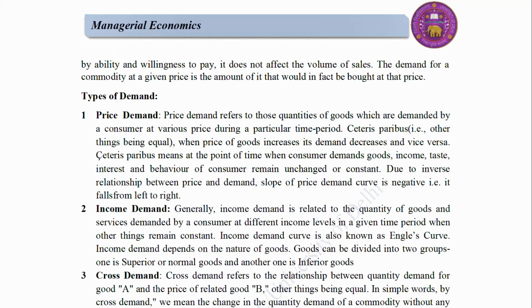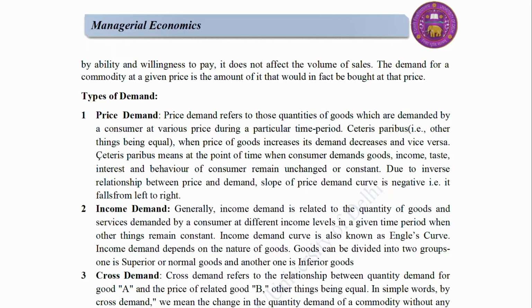Second, income demand. Generally, income demand is related to the quantity of goods and services demanded by a consumer at different income levels in a given time period when other things remain constant. The income demand curve is also known as Engel's curve. Income demand depends on the nature of goods. Goods can be divided into two groups. One is superior or normal goods and another one is inferior goods.